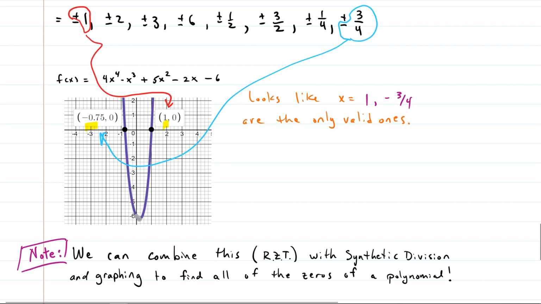Hopefully this was helpful. Hopefully it helped you understand the rational zero theorem a little bit better.